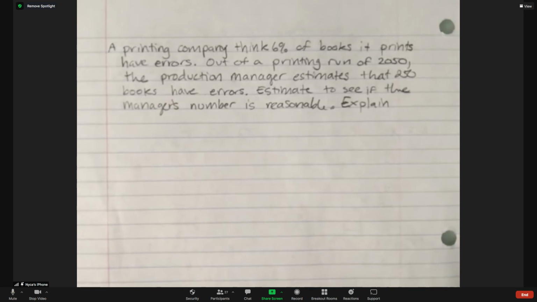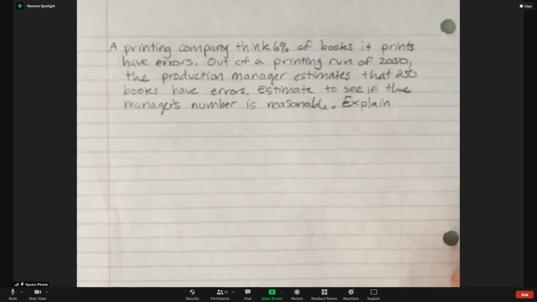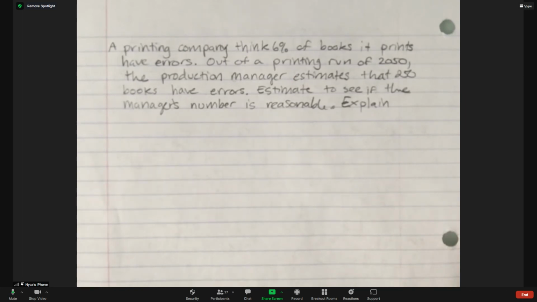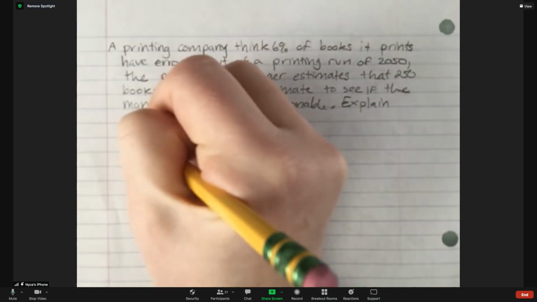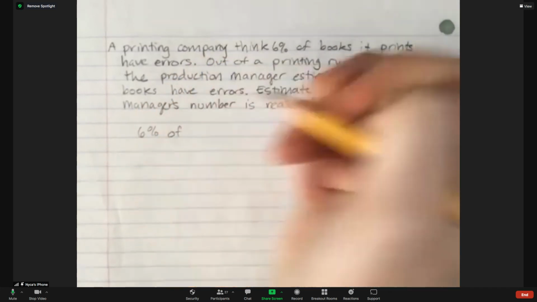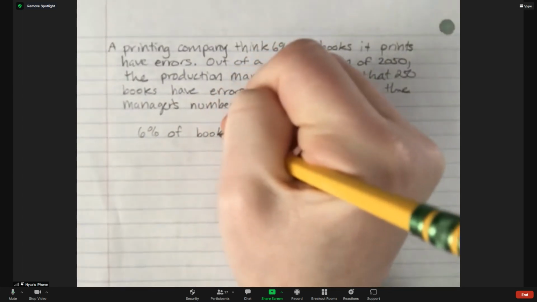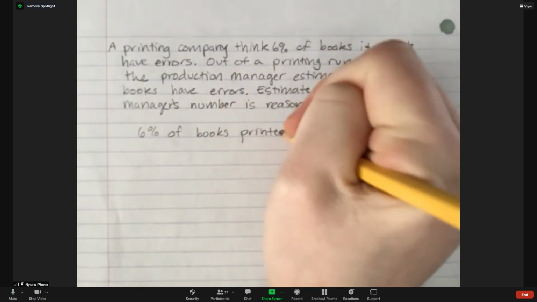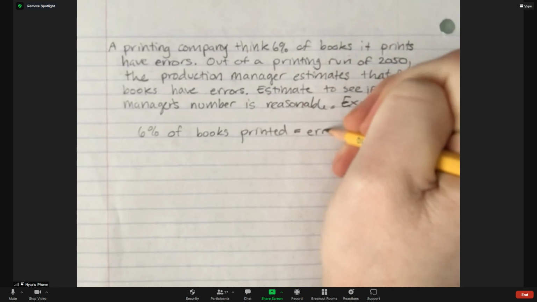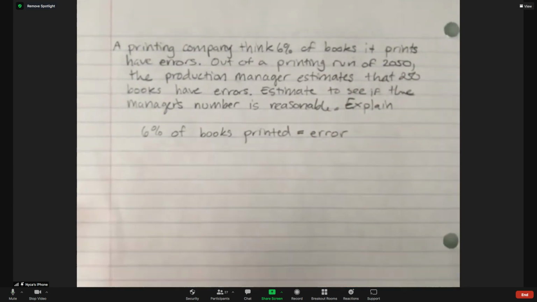All right, a word problem. A printing company thinks that 6% of the books that it prints have errors. Out of a printing run of 2,050 books, the production manager estimates that 250 books have errors. Estimate to see if the manager's number is reasonable, then explain. Okay, well, they're saying that they believe 6% of books printed equals errors. That's what it's stating, so that's your given.